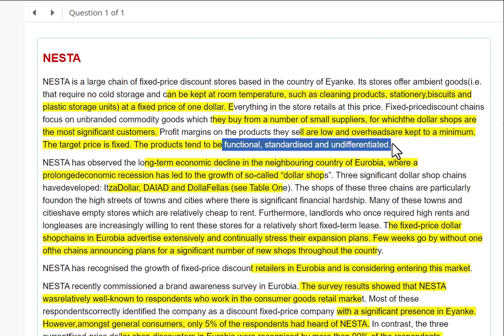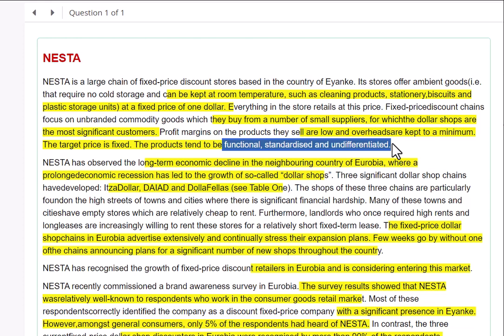Basically, we have to consider that our overheads are minimum, so we will be finding ways to decrease our cost, and that's why the switching cost is basically less, and the bargaining power of supplier is less.